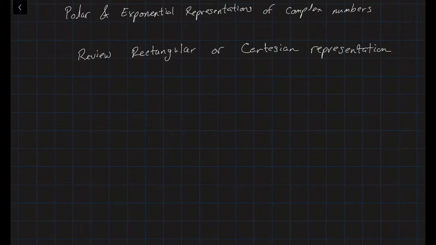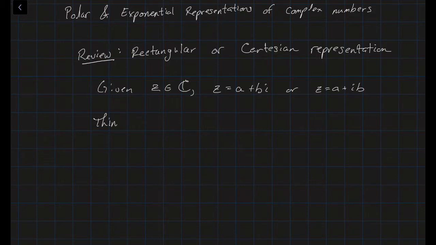Hello. In this video, we're going to be talking about the polar and exponential representations of complex numbers. Before we do that, we're going to have to review the rectangular or Cartesian representation of complex numbers. So given a complex number z, we can write it in rectangular coordinates as a plus bi, or a plus ib.